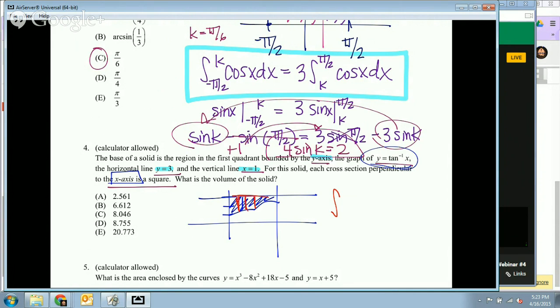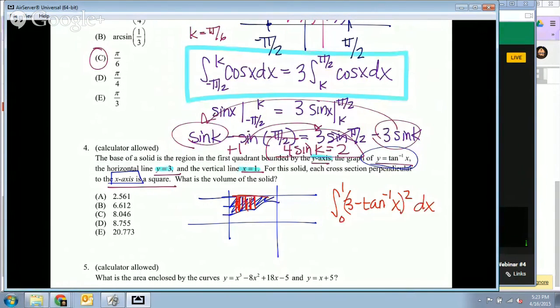How would I find that length? That's top minus bottom. So 3 minus tan inverse x, right? This is what the length of each of the radii is. It's squared because I'm finding the area of a square, and I'm going from 0 to 1 dx.